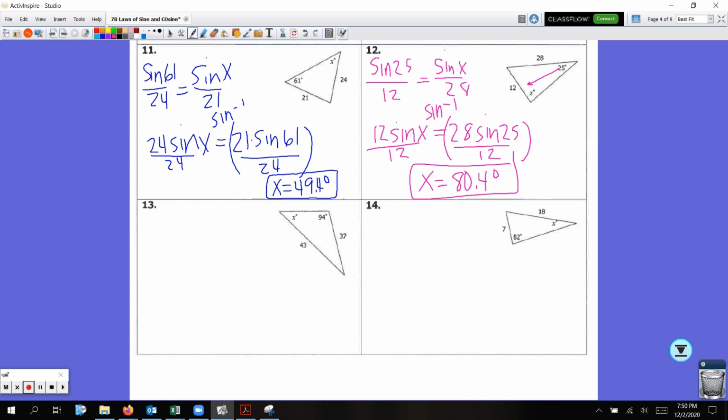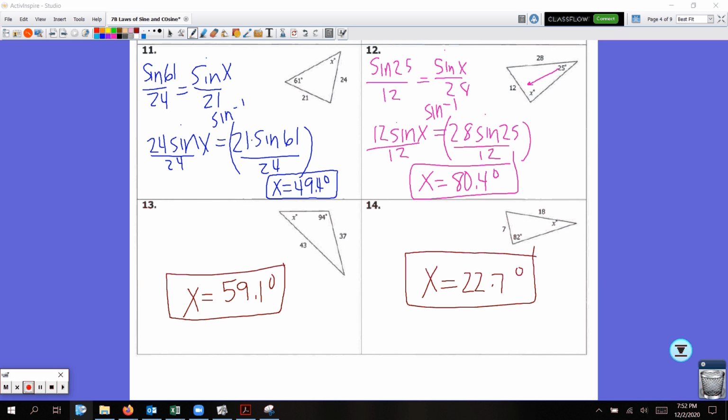Beautiful. So why don't you pause the video right now, copy down 13 and 14, solve them on your own, see if you know what you're doing before we talk about the laws of cosine. Hopefully you set up your proportions right and you got 59.1 degrees for 13 and 22.7 degrees for number 14.